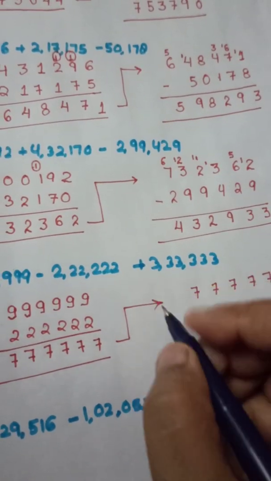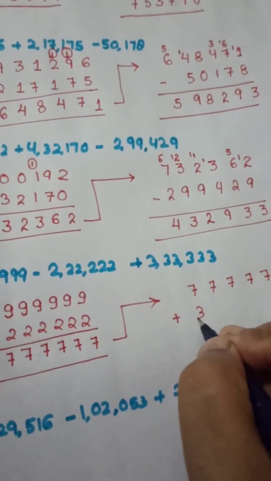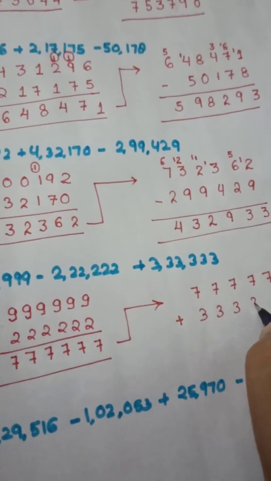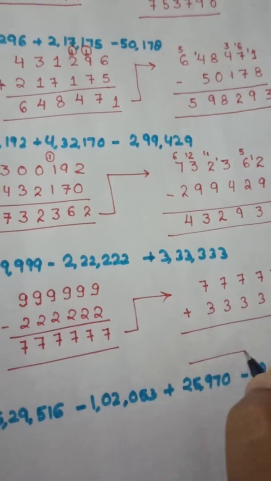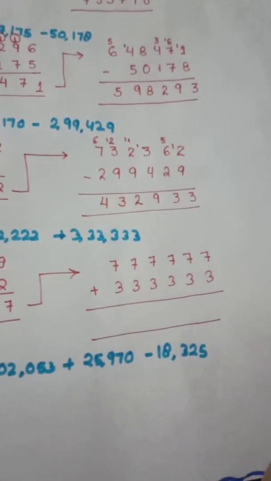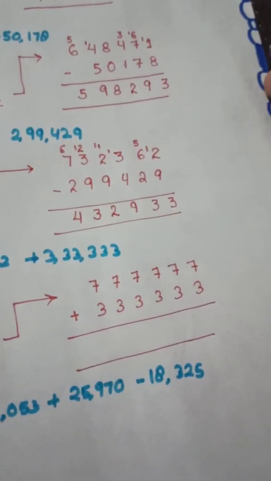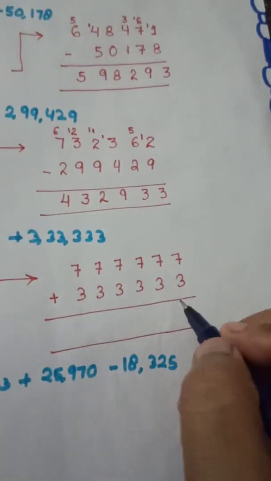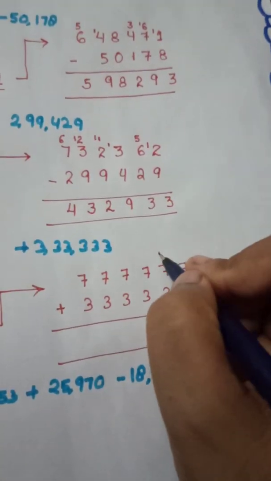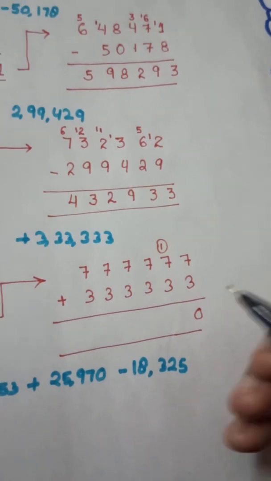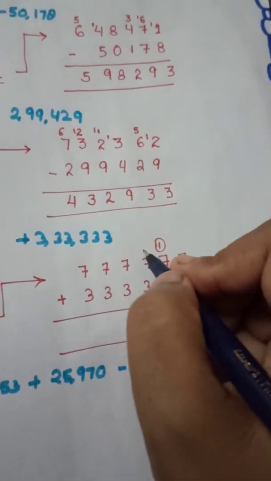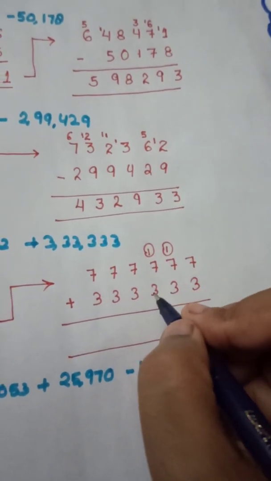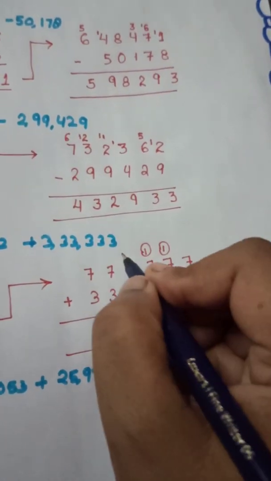Again mark an arrow, write down the answer. Okay, now we have to add this given number. Okay, so 7 plus 3, 10. 1 carry. 7 plus 3, 10 plus 1, 11. Again 1 carry. 7 plus 3, 10 plus 1, 11.